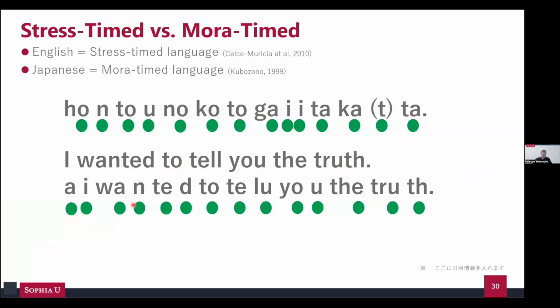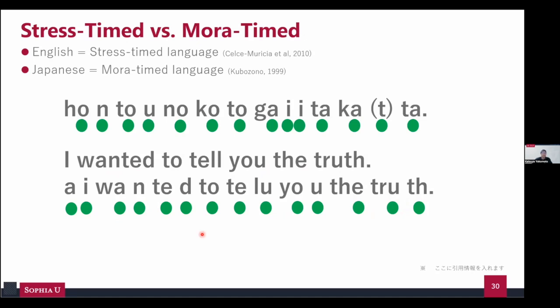And when Japanese speakers pronounce this English sentence, I want to tell you the truth, it's so hard. Sorry. They have extra rhythm. That's how they perceive English sentences.